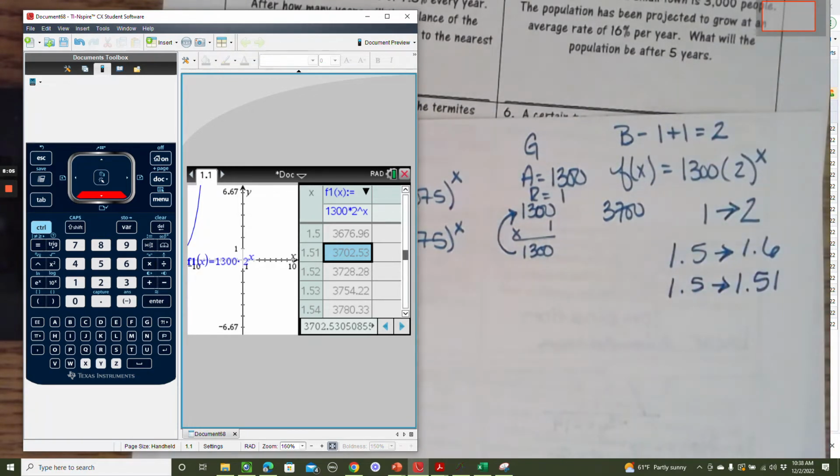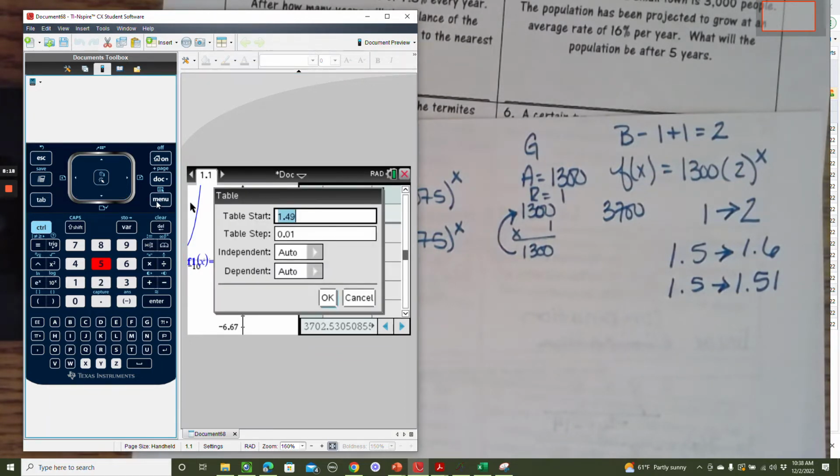You think 1.51? You can go to 1 more. We can, because it says round to the hundredth. So to be able to round, I've got to have 3 numbers after the decimal. So Menu 2, 5. I'm going to start at 1.5. I'm just going to tack a 0 in there.